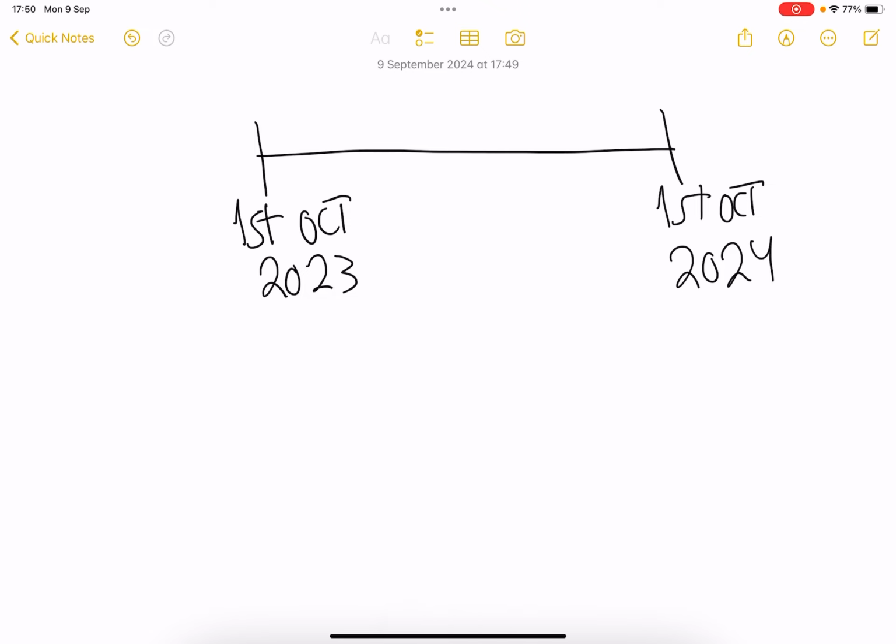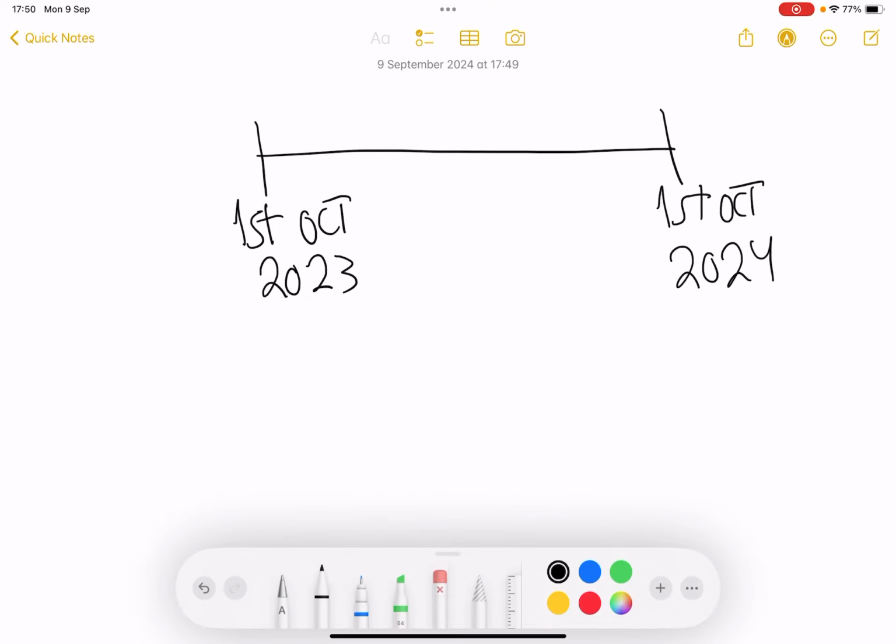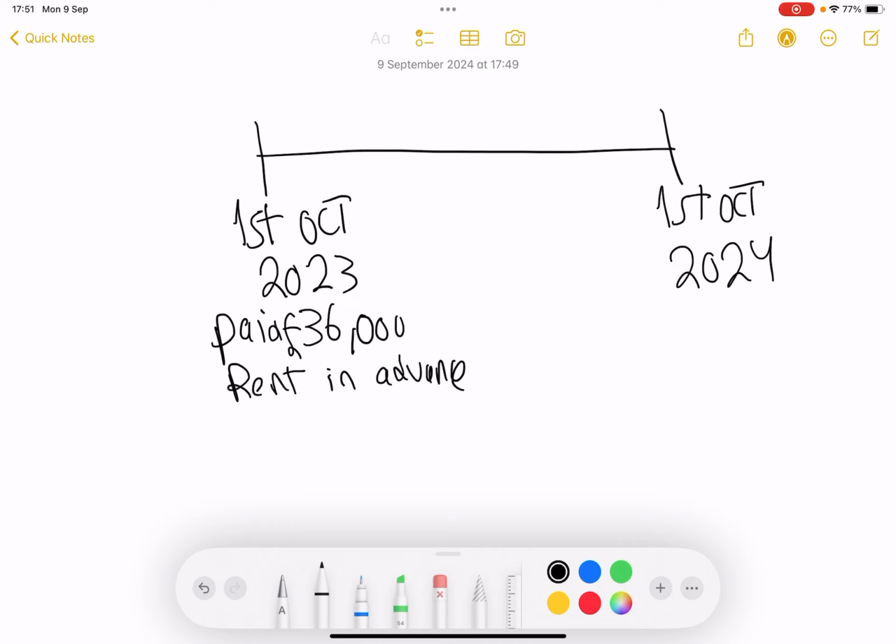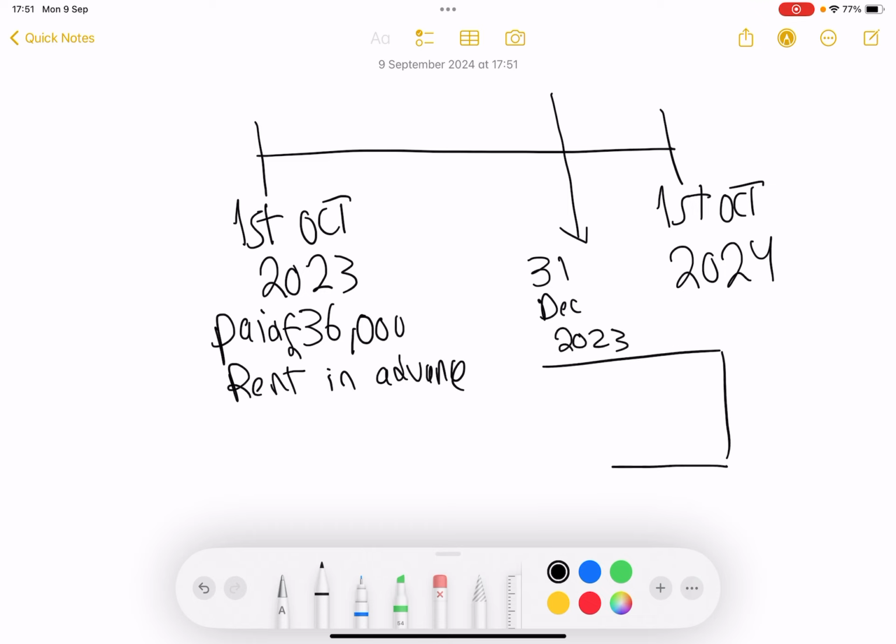So here, on the 1st of October 2023, the company has paid 36,000 for rent in advance, right? And this contract is for one year, which means a 12-month period. At the end of the year, the 31st of December 2023, they have to prepare the beautiful income statement for the year.